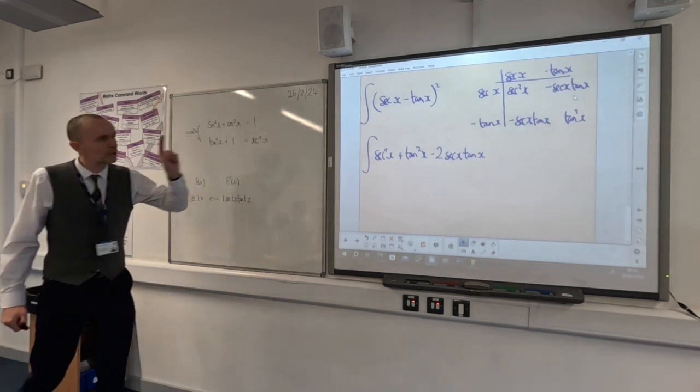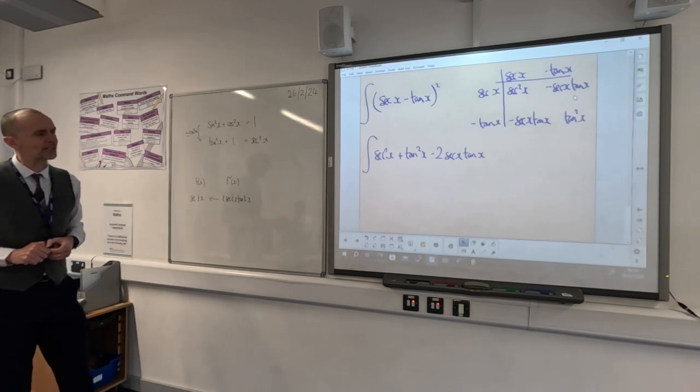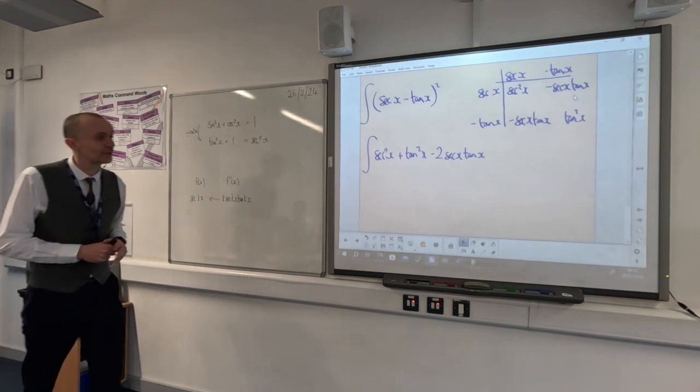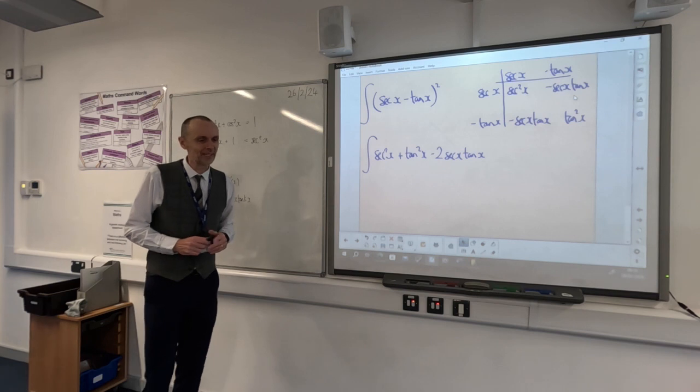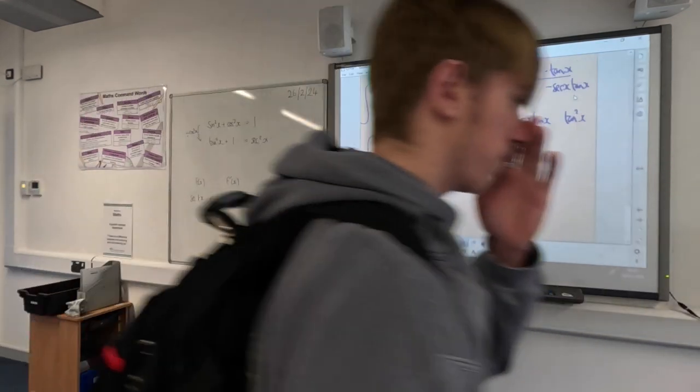So if you grid out sec x minus tan x squared, you end up with three terms. Sorry, that's right, Ollie. You move my thing up.